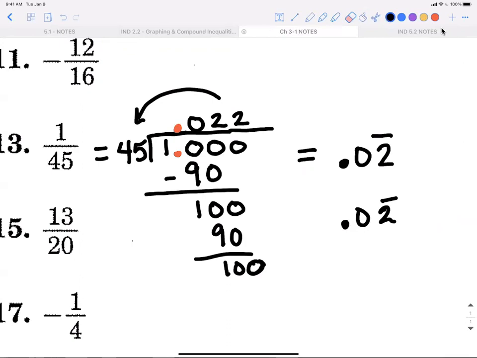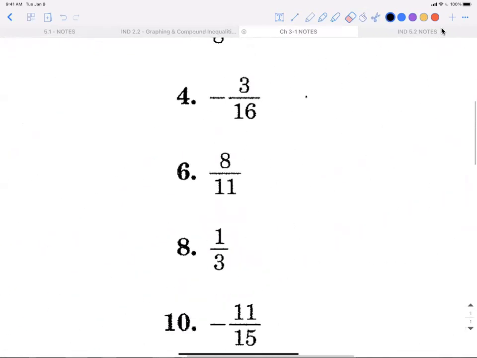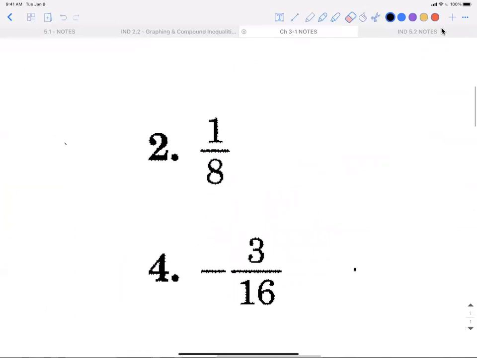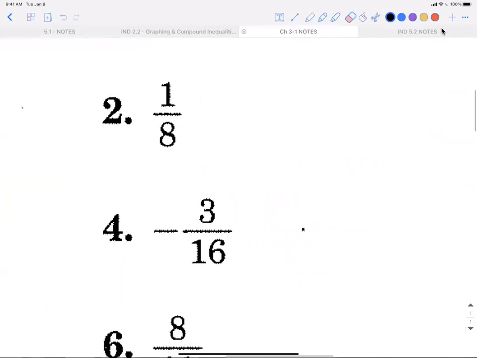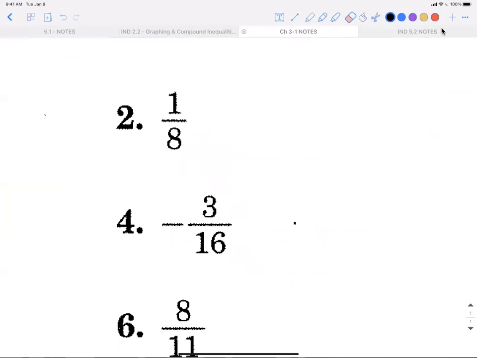All right, let's do another example here. I want to do number 2 here. So, whoops, floats around on me. 1/8 can be rewritten as 1 divided by 8. All right, 8 cannot go into 1. So I'm going to add my decimal so that I can start adding zeros, but I'm also going to put my decimal right above it. And then I'm going to add my first 0 here and check it.